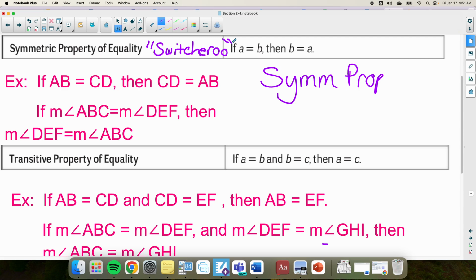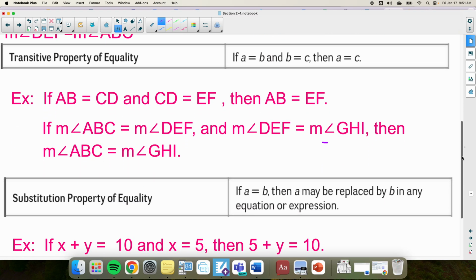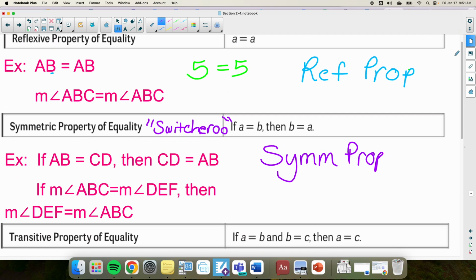Then if I did this one, I have these two angle measures equal, they just flipped the left and right, so that again is symmetric property. Now, one thing I was going to tell you to write off to the side is that reflexive property always has one equal sign, okay? Symmetric property has two equal signs. So if you look here, each of these examples has one equal sign. In symmetric, they have two equal signs, okay?